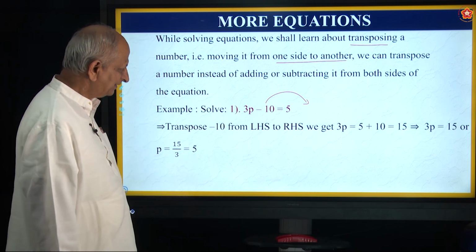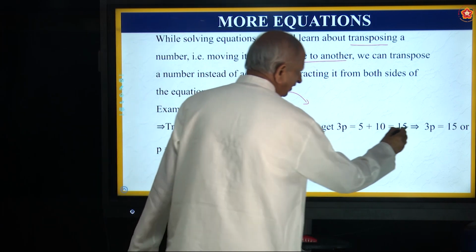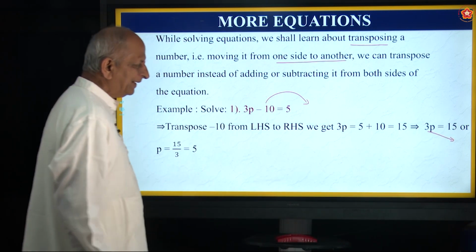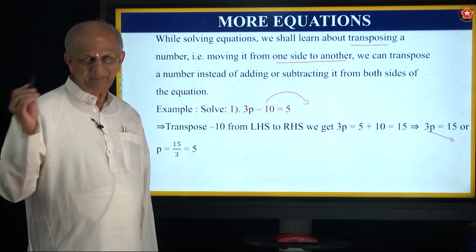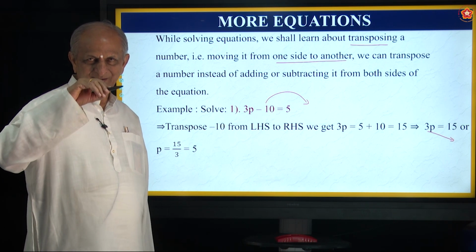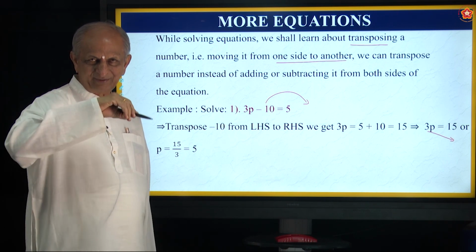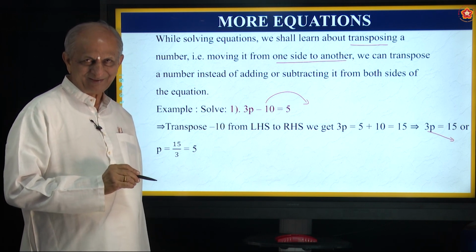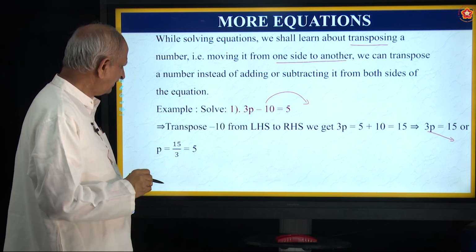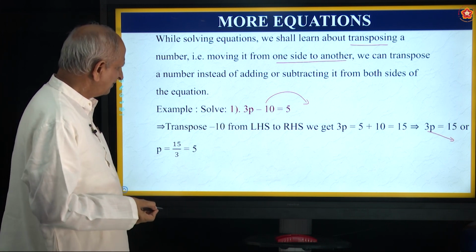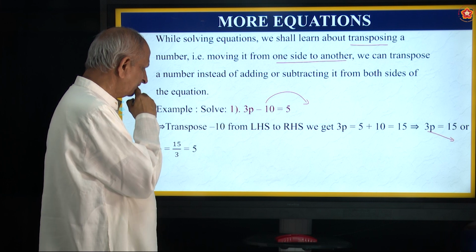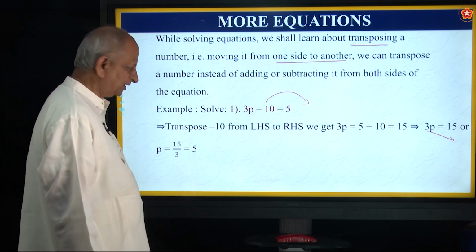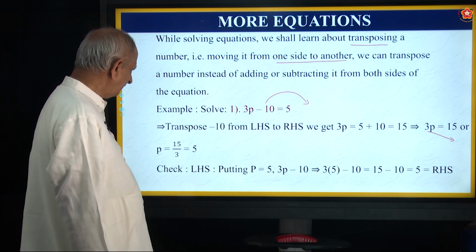Why divided by 3? So, this 3 is transposed to the right side. So, multiplication becomes divided by, addition becomes subtracted, subtraction becomes addition, is it not? And divided becomes what? Multiplied. So, the answer is 5. You understood? Okay, the next problem.